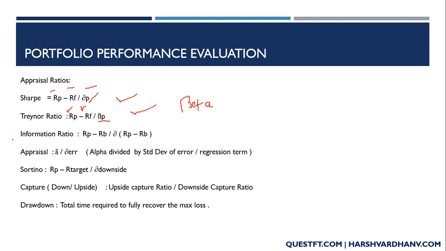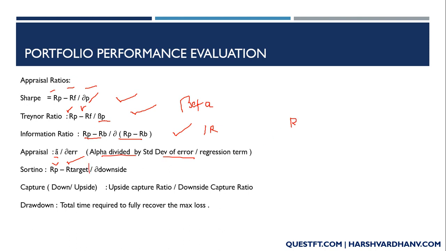Beta is the sensitivity, the systematic risk. Information ratio is the active return upon active risk. So this is IR; we know this very well from level 2. Appraisal ratio is the alpha divided by the standard deviation of the error term.